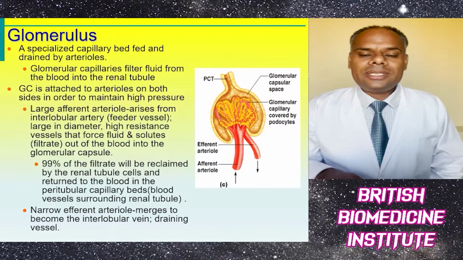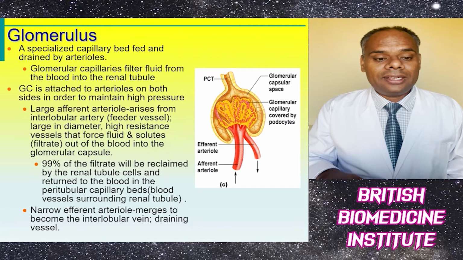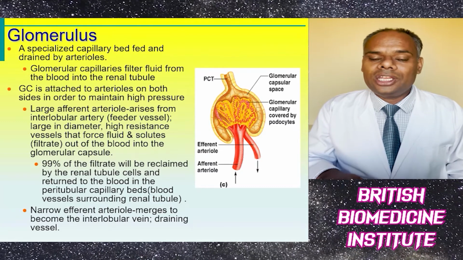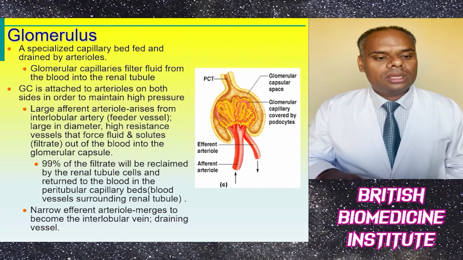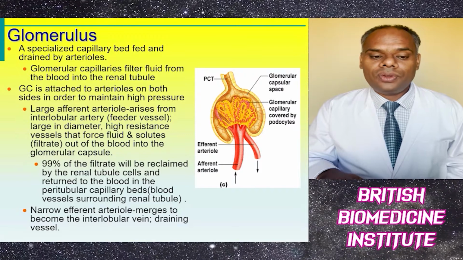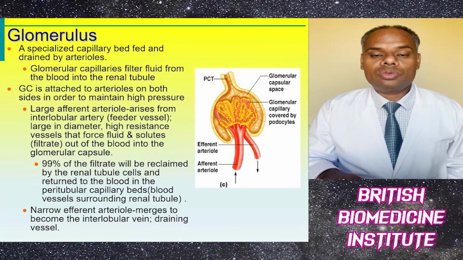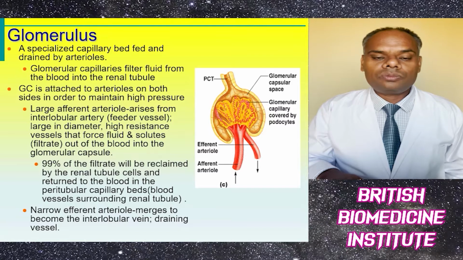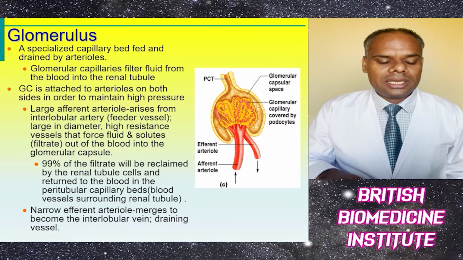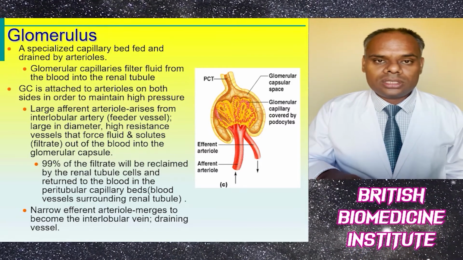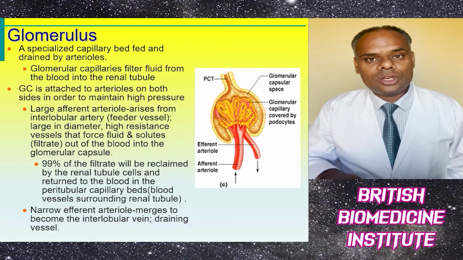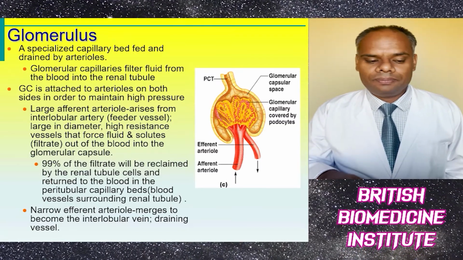The glomerulus is basically a specialized capillary bed, and it is drained by arterioles. Glomerular capillaries filter fluid from the blood into the renal tubules. The glomerular capillaries are attached to arterioles on both sides in order to maintain high pressure.